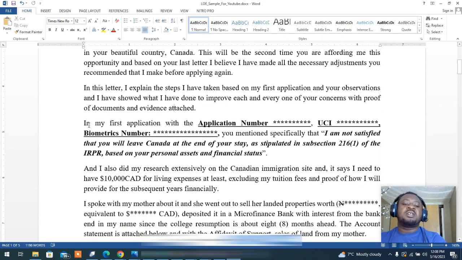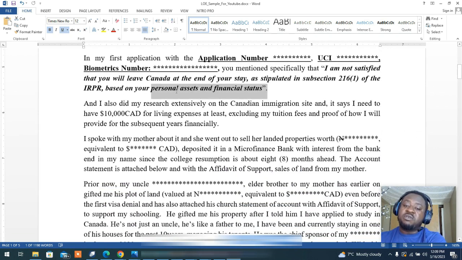So let's continue. In my first application, with the application ID, UCI ID, and the biometrics number, you mentioned specifically that I'm not satisfied that you will leave Canada at the end of your stay as stipulated in subsection 216(1) of the IRPR, based on your personal assets and financial status. What this means is proof of funds. I talked about it. If you have watched my video, I said 3 major reasons why visas are denied: your purpose of studies, proof of funds, then home ties. So now they served me my breakfast through the proof of funds.